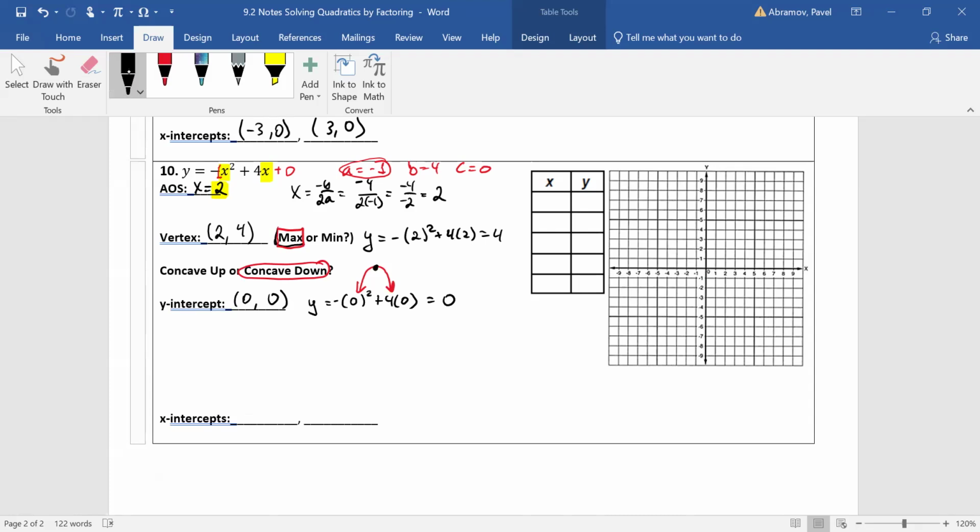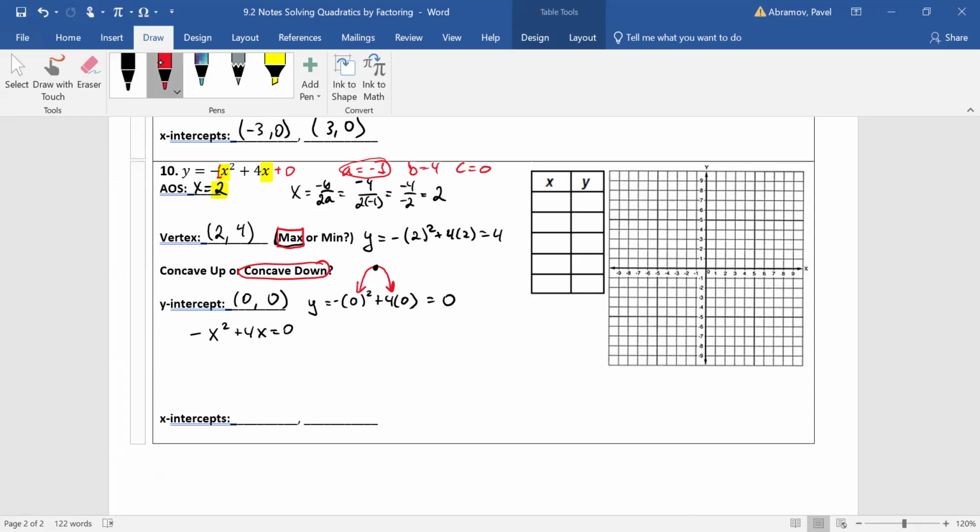And to find the x-intercepts, we set the whole equation equal to 0. So we have negative x squared plus 4x equals 0. So now here, notice that we don't have a quadratic trinomial. We have a binomial, but it's not a difference of squares because we have a plus sign in the front.